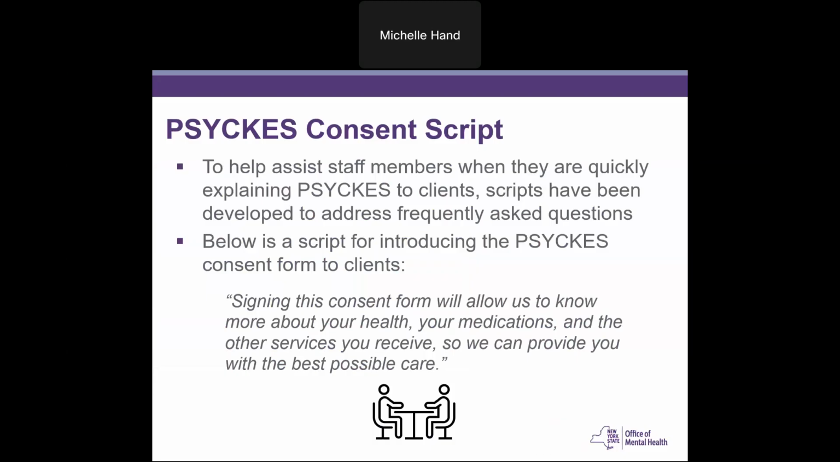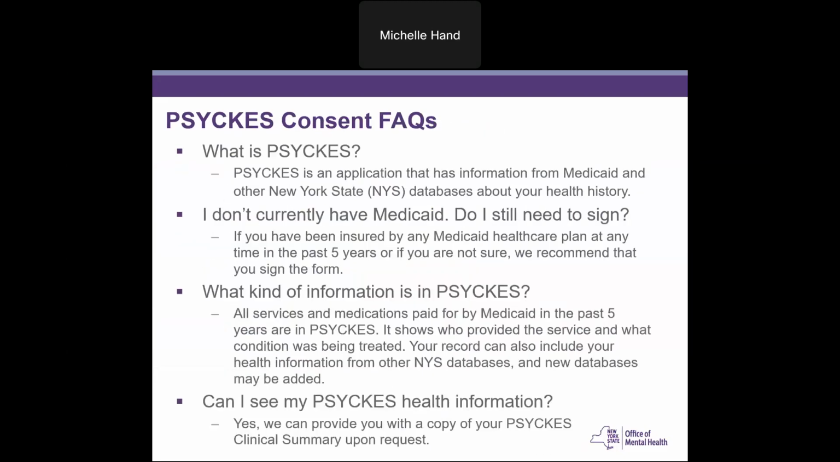And then we also have some frequently asked questions scripts. So one of the frequently asked questions we get is, what is PSYCKES? So PSYCKES is an application that has information from Medicaid and other New York State databases about your health history. I don't currently have Medicaid. Do I still need to sign? You can say, if you have been insured by any Medicaid healthcare plan at any time in the past 5 years, or if you're not sure, we recommend that you sign the form.